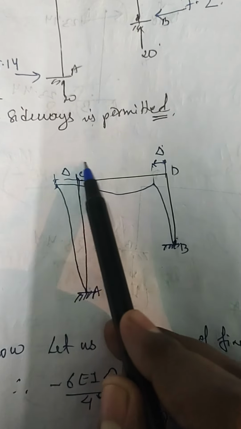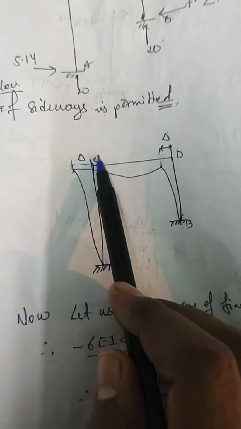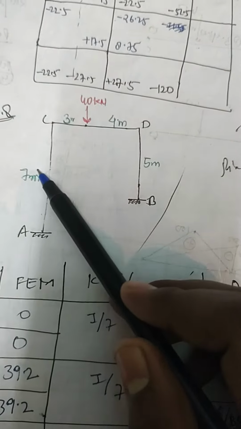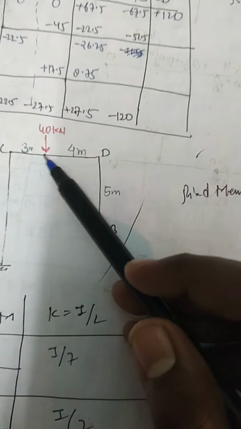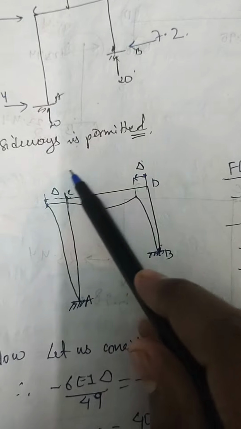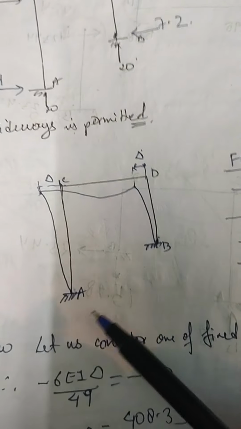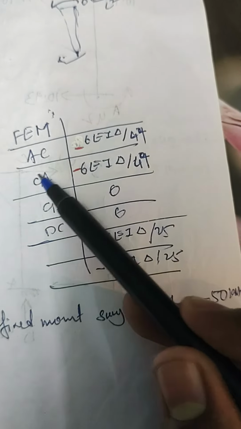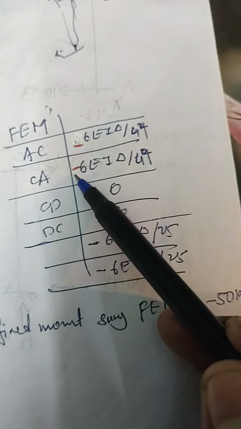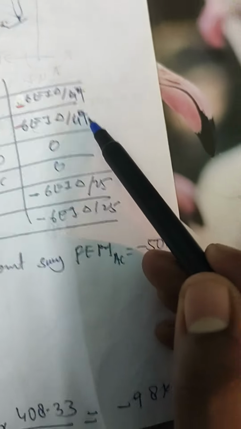Now this direction is clockwise, so the value of this moment will be 6EI delta upon this distance, which is 7. So 6EI delta upon 7 square it will be, but its direction will be what? In this direction, which is clockwise, means it should be negative. Now see, for AC and CA both it is negative, and its value is 6EI delta upon 49.